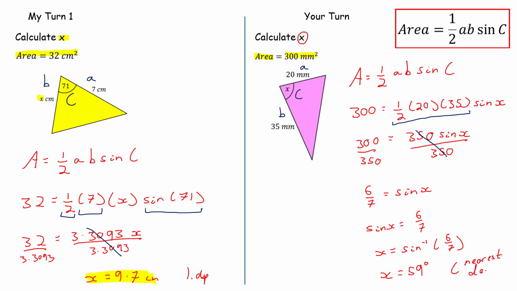Okay, you might have rounded differently. I didn't specify what I wanted to round to, but that is your answer to the nearest degree. If you got 58.997, that is absolutely correct. I've just rounded to the nearest degree. Okay, and that is it. That is area of a triangle using sine.